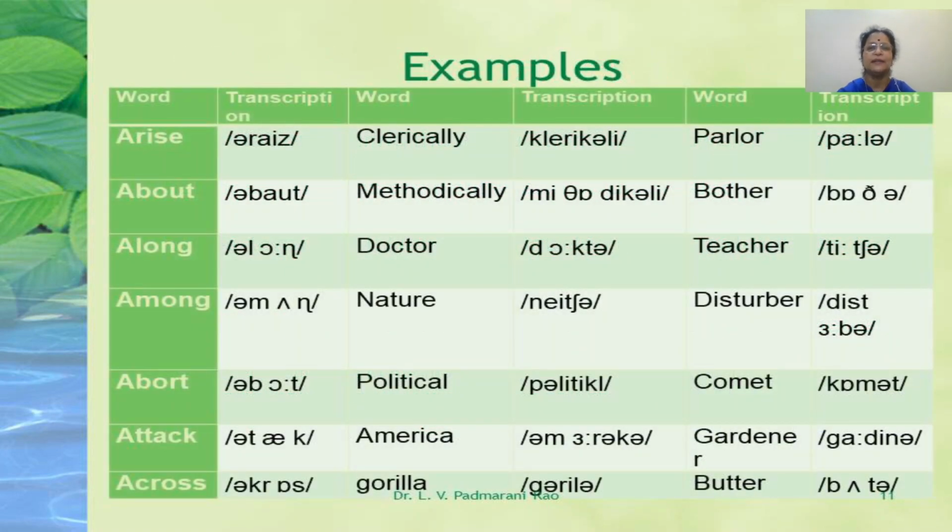A-R-I-S-E. Arise. The first one. A-B-O-U-T. Word initial. About. A-L-O-N-G. Along. A-M-O-N-G. Among. A-B-O-R-T. Abort. A-T-T-A-C-K. Attack. A-C-R-O-S-S, across. In all these words, you find the sound occurring in the word initial position.